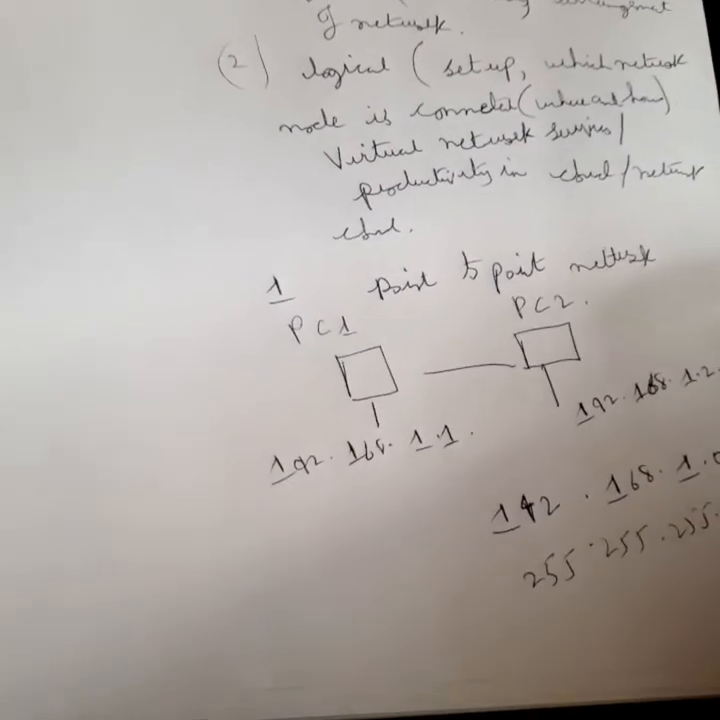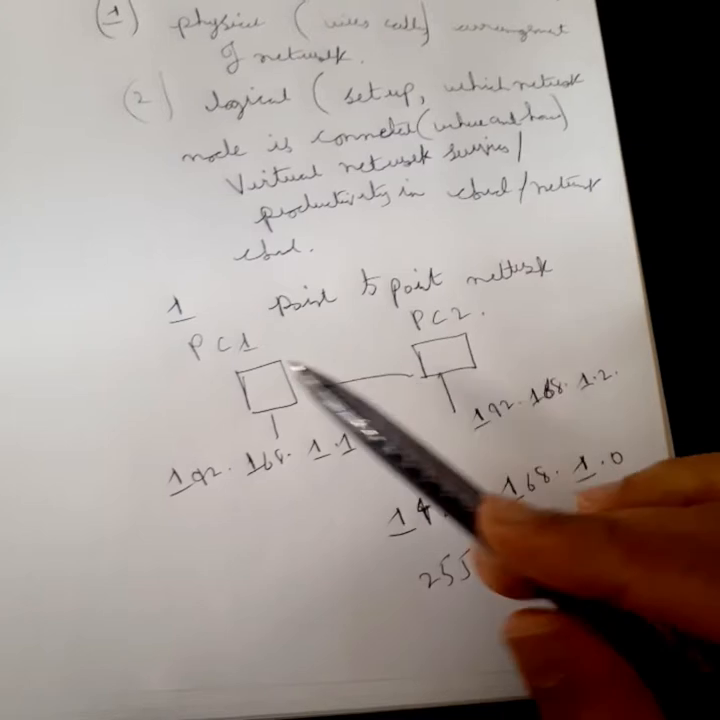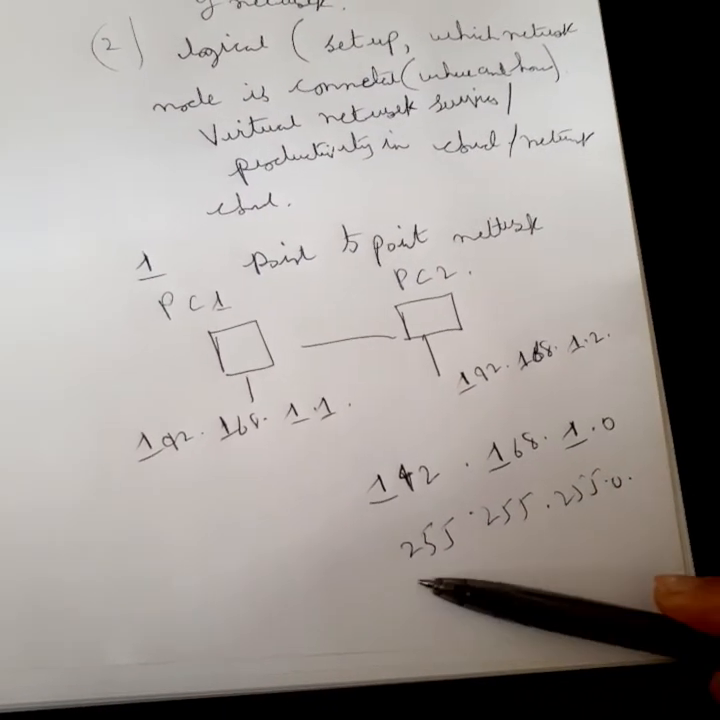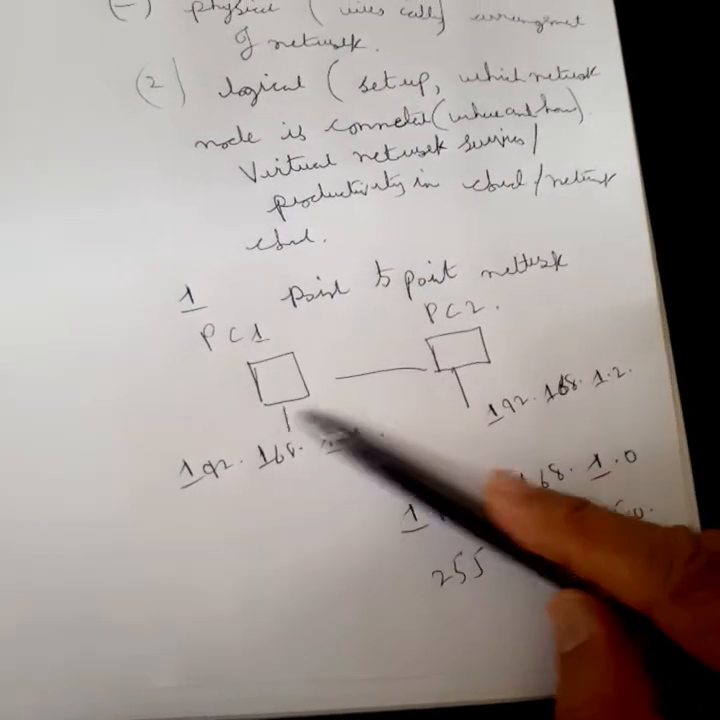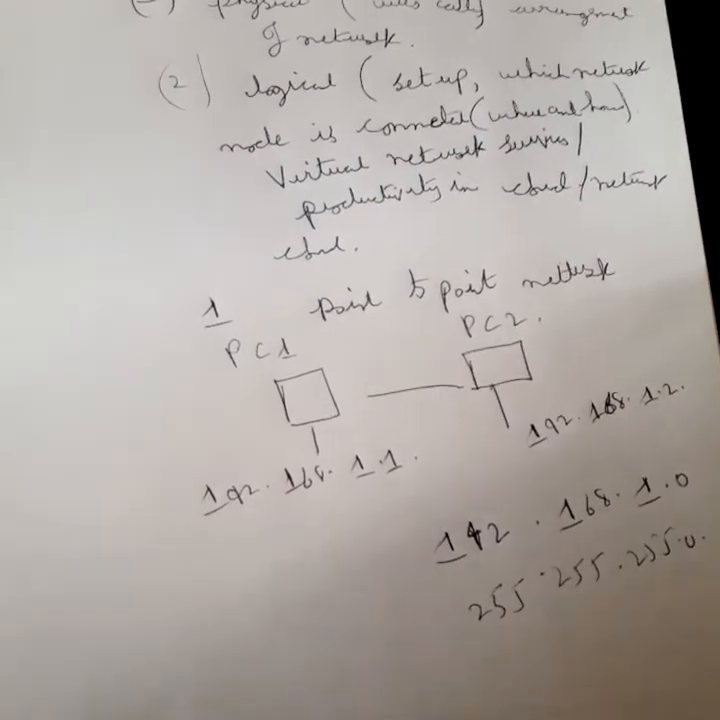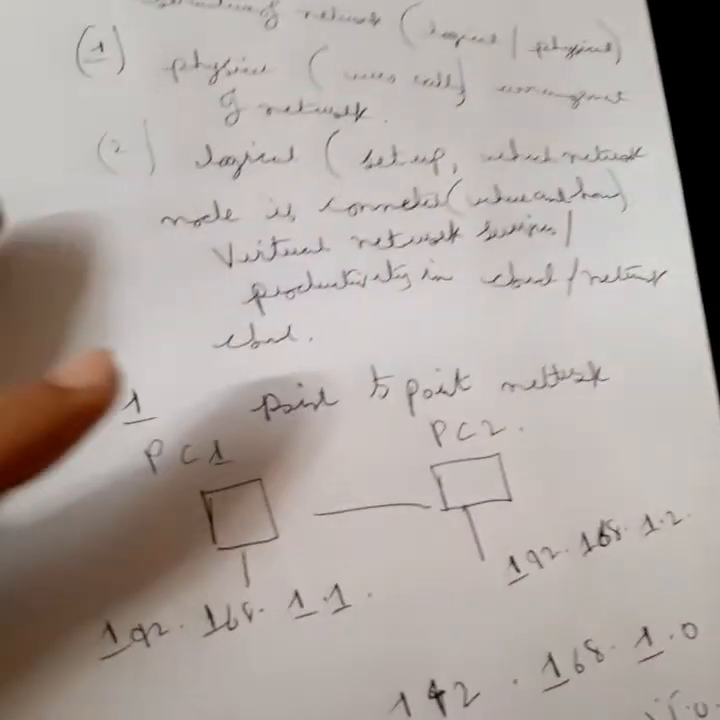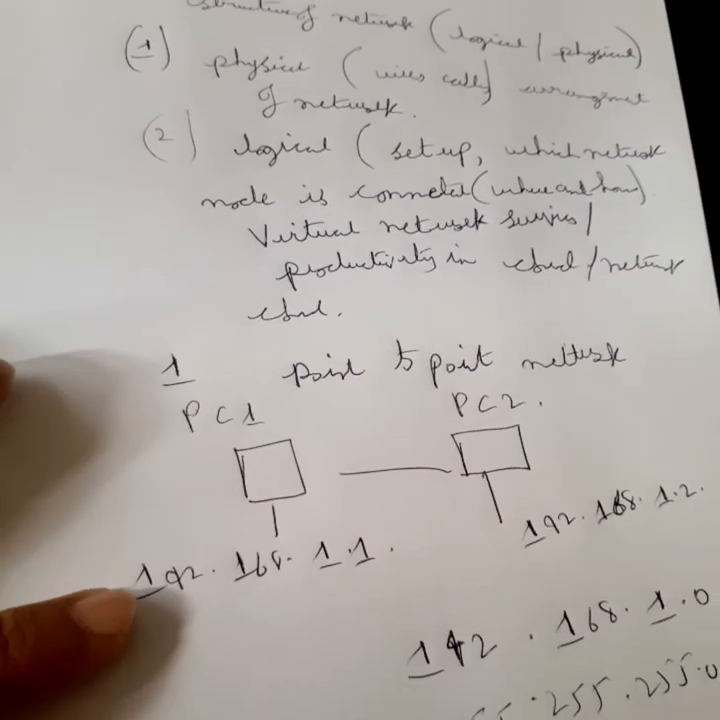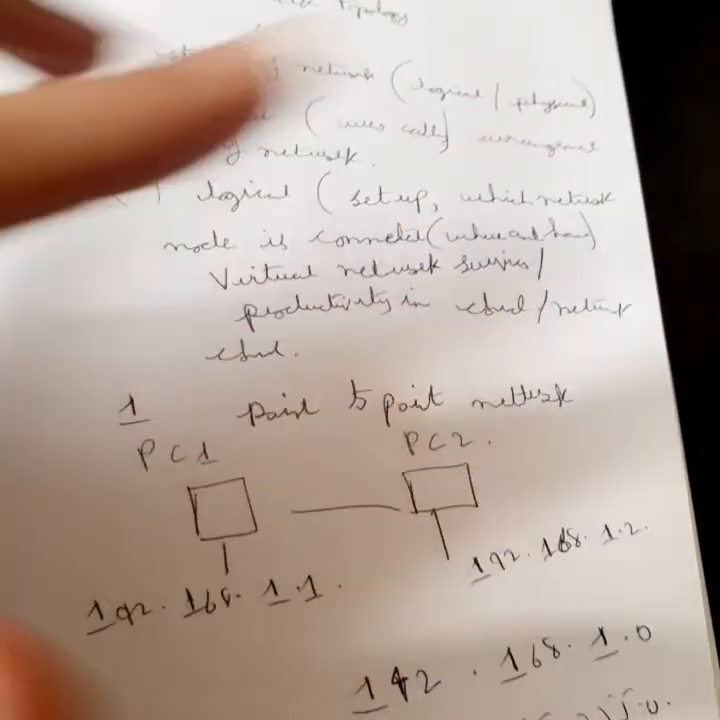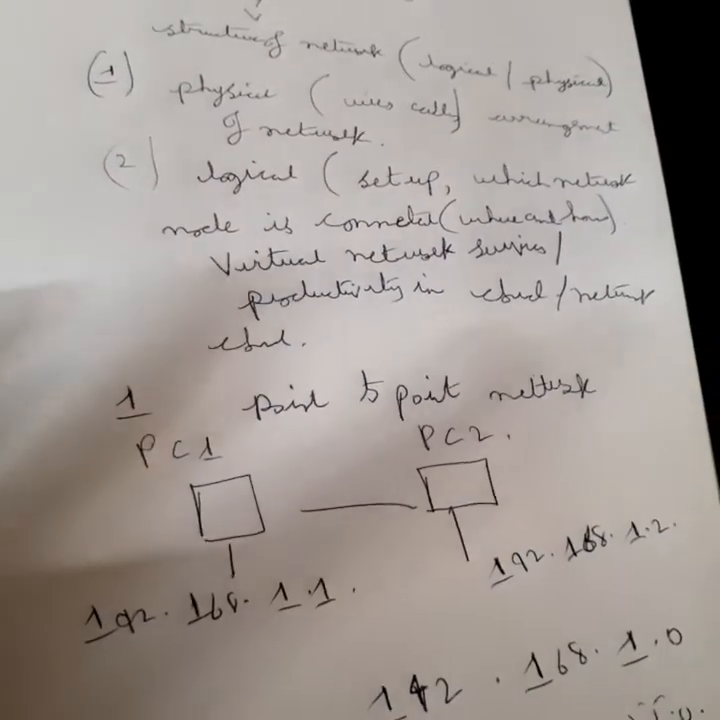So simply, if I say to you, that's our network, 192.168.1.0, and we've got two PCs here. That's a very normal and basic network, a point-to-point network. We have assigned an IP address here and an IP address here. How we have assigned it, that's another question.